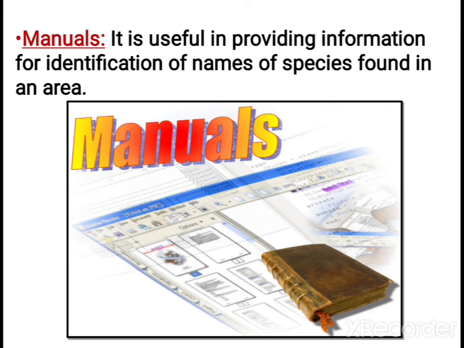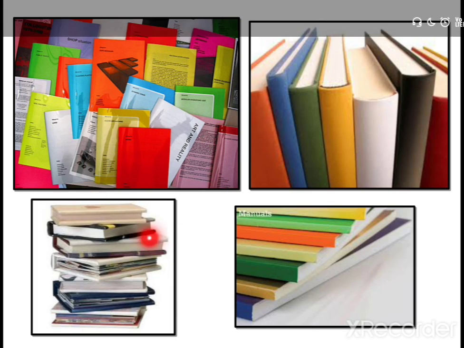And next one is manual. A manual is useful in providing proper information, that is, the identification of names of species found in an area. There may be some book-like structure. In the book all things will be printed. So there you will be getting information by studying the manuals. These are the manuals.